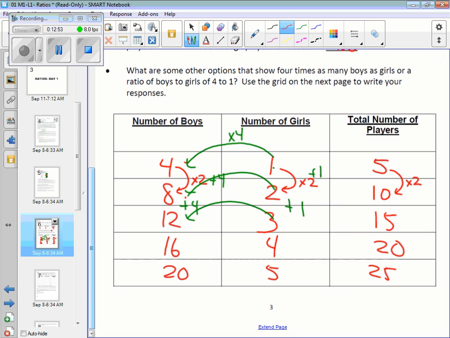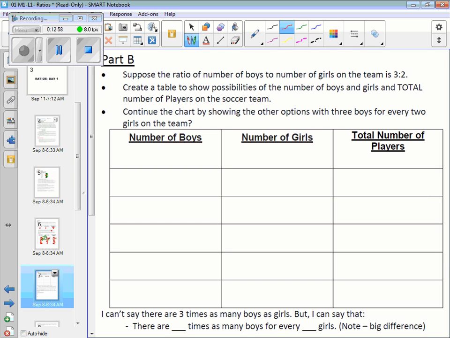Okay, let's practice. Let's go to the next page. And now I'm going to change the ratio on you. Go ahead.